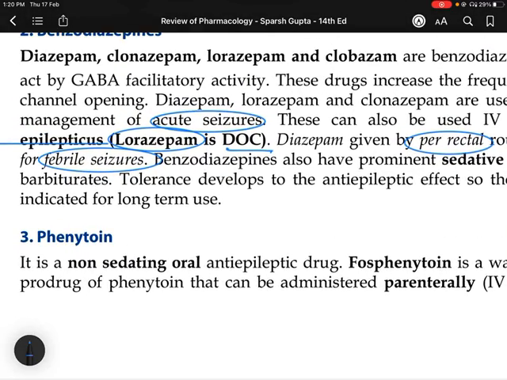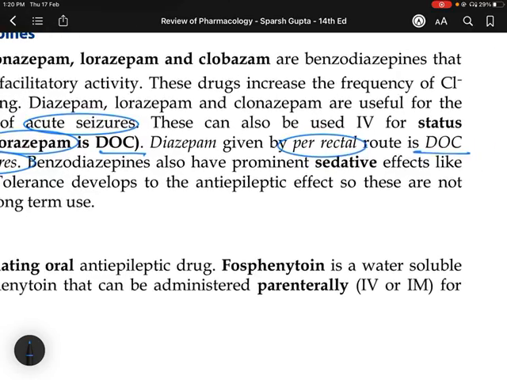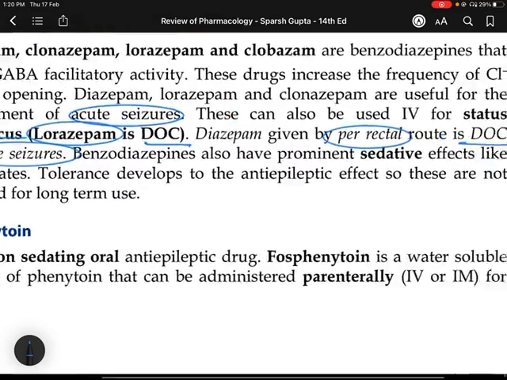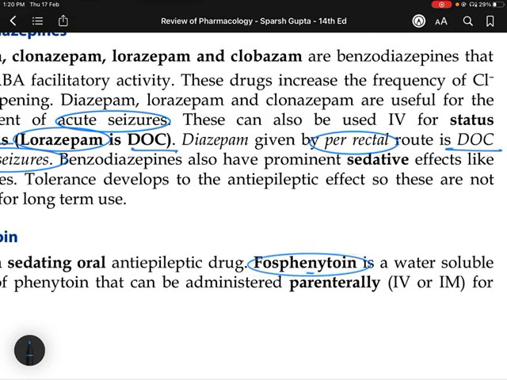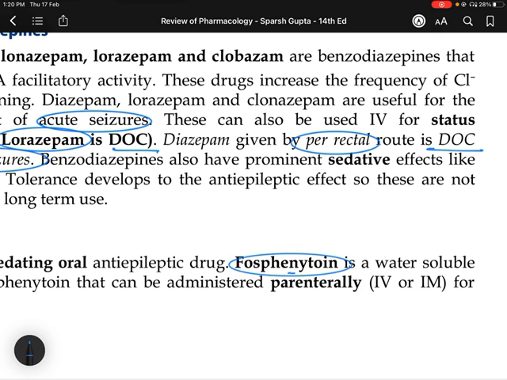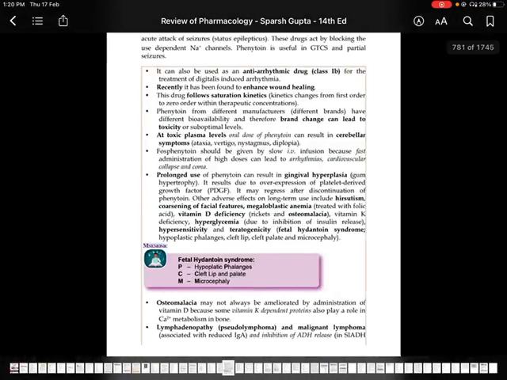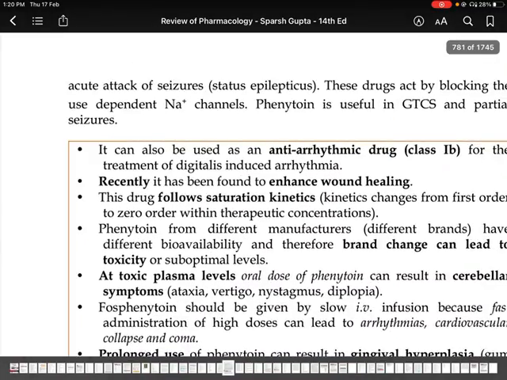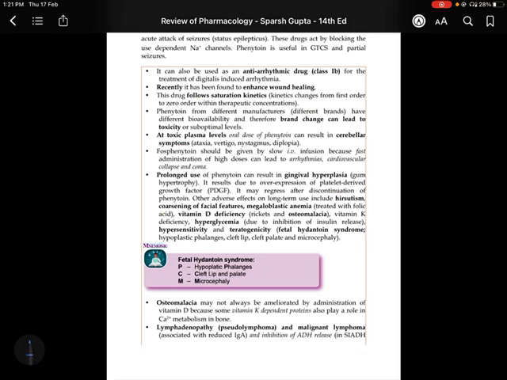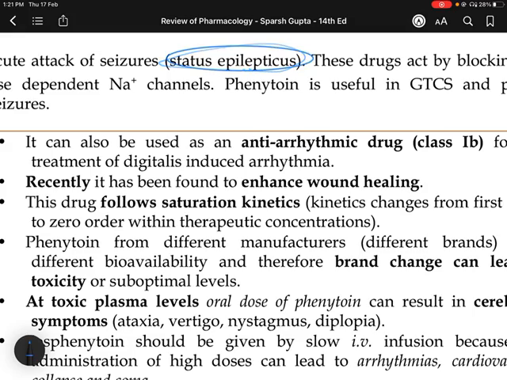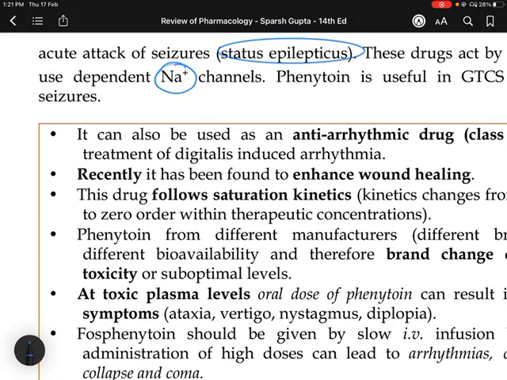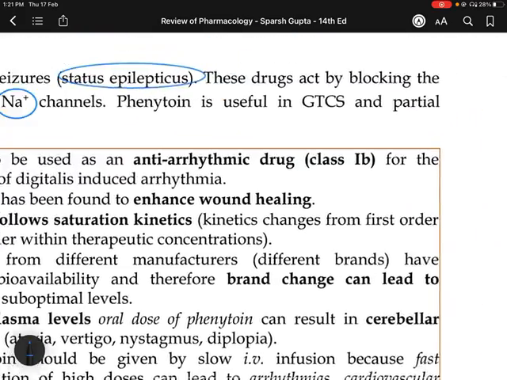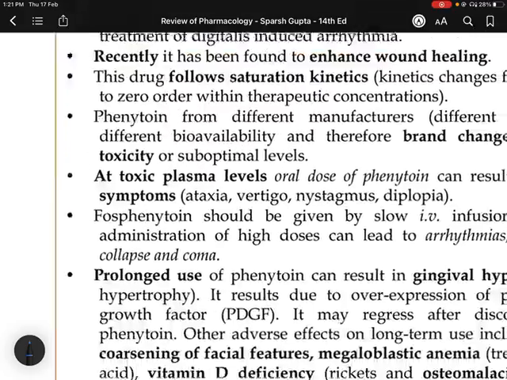Now, phenytoin is a non-sedating oral anti-epileptic. Phosphenytoin is basically a water-soluble prodrug of phenytoin. It is administered parenterally, IV and IM. We give it in acute attacks of seizures, in status epilepticus. These drugs act by blocking the use-dependent sodium channel. Phenytoin is useful in GTCS and partial seizures, obviously.